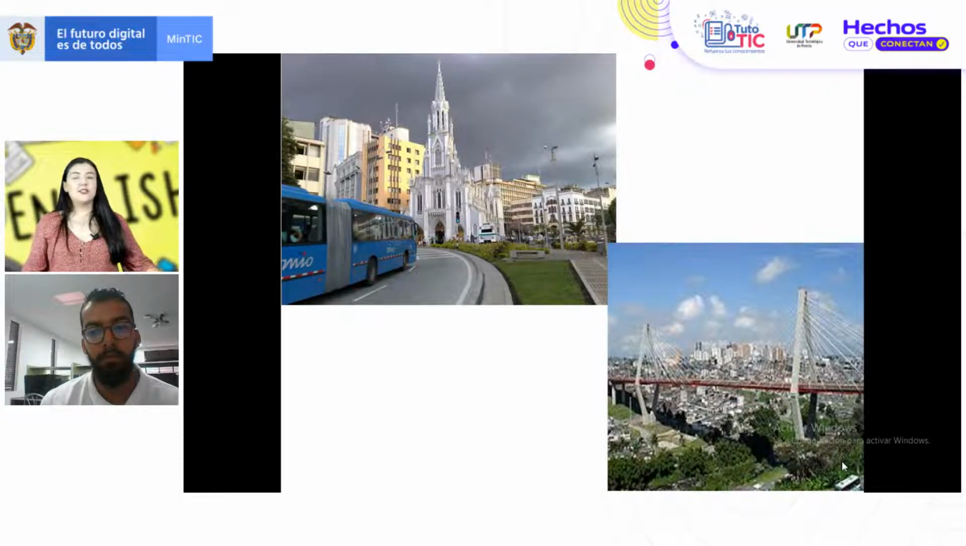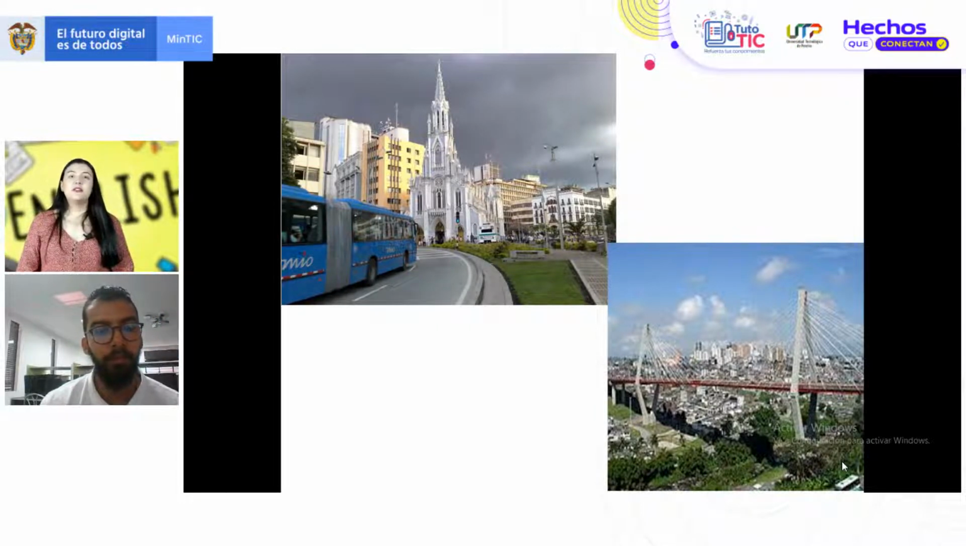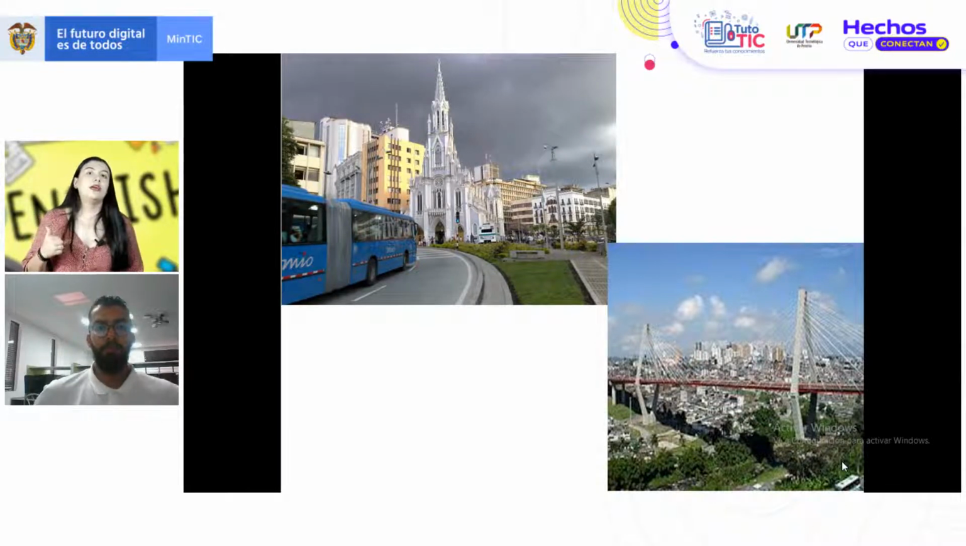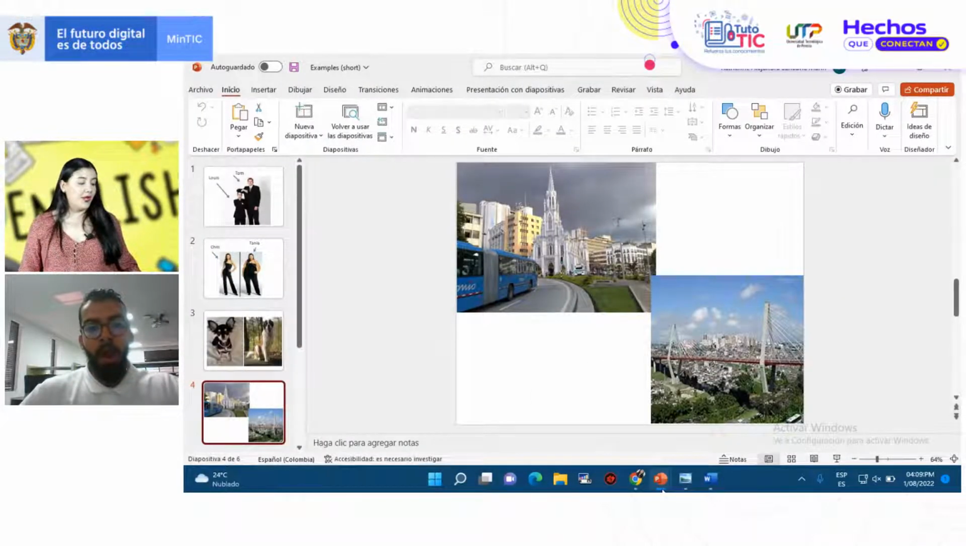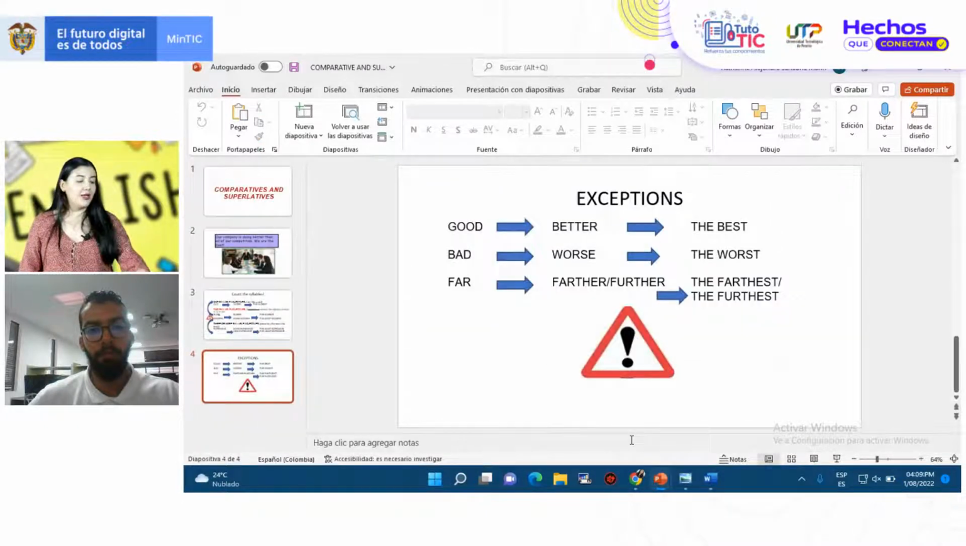Now, let's do the following activity, okay? This is going to be a little bit more challenging for you because this time you're not going to have the pictures, but we're going to have only the words. So how are we going to do this, okay? Listen to me. We already have the comparatives. Now, how can we make the superlatives? Yes, because we talk about the two of them. We say superlatives and comparatives.